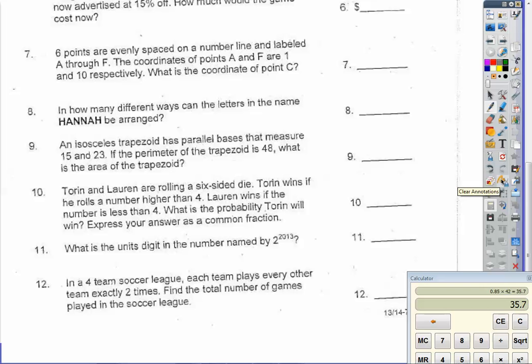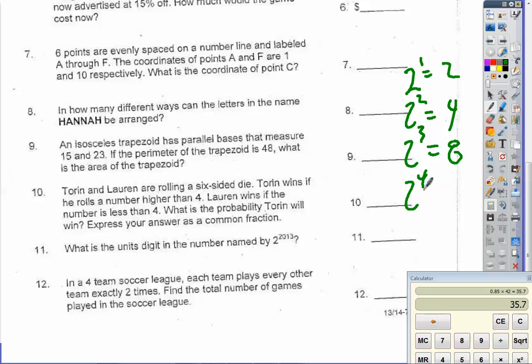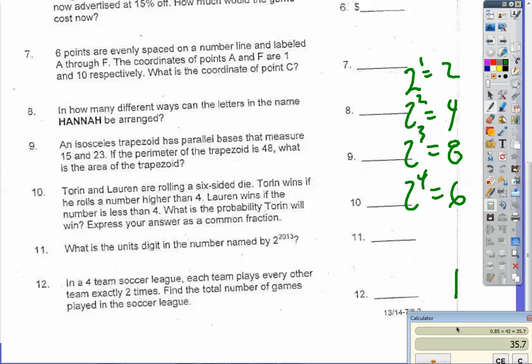Oh my goodness, this shows up every year, so I'm sure we have gotten this one right. What is the units digit for the number named by 2 to the 213th? Well, 2 to the first is 2. 2 squared is 4. 2 to the third is 8. 2 to the fourth is 16, so 6. 2 to the fifth is 2. Oh, so it repeats again, doesn't it? So this means if there's a remainder of 0, then we have a 6 as the units digit. A remainder of 3, 8. A remainder of 2, 4. A remainder of 1, 2.